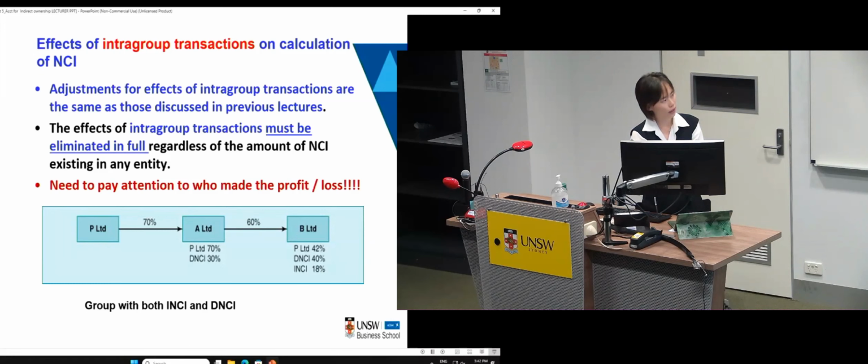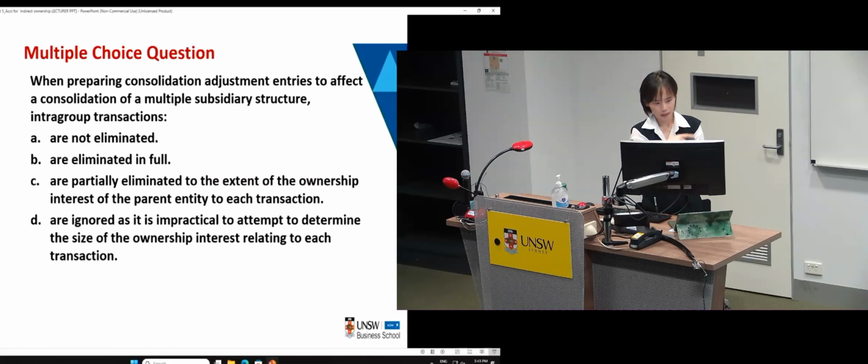What if the seller is a parent? You again need to prepare elimination entries, but do you need to adjust NCI? Do you need to adjust NCI if the seller is a parent? No, we don't need to adjust NCI, right? So if the elimination entry affects the parent's equity balance, nothing to do with NCI. Okay, so always pay attention to who made the profit and loss on this intragroup transaction. All right, now let's look at the next one.